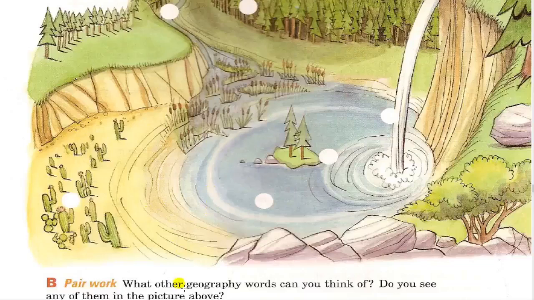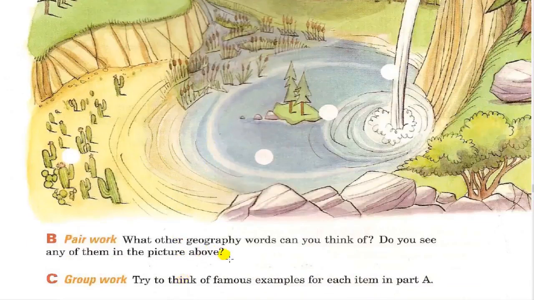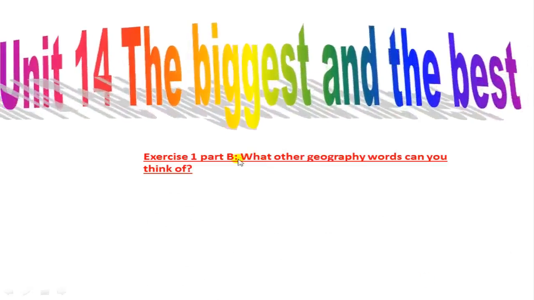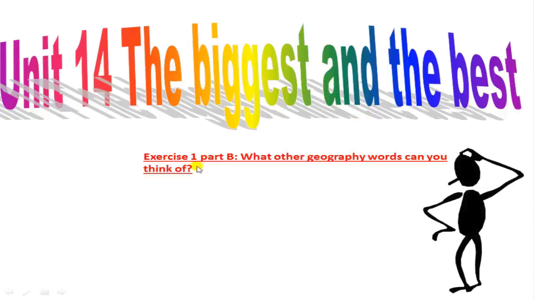So for Part B, we will give you different words with their pictures. Unit 14, the biggest and the best. Interchange 1, Unit 14, 3rd edition. Exercise 1, Part B. What other geography words can you think of?